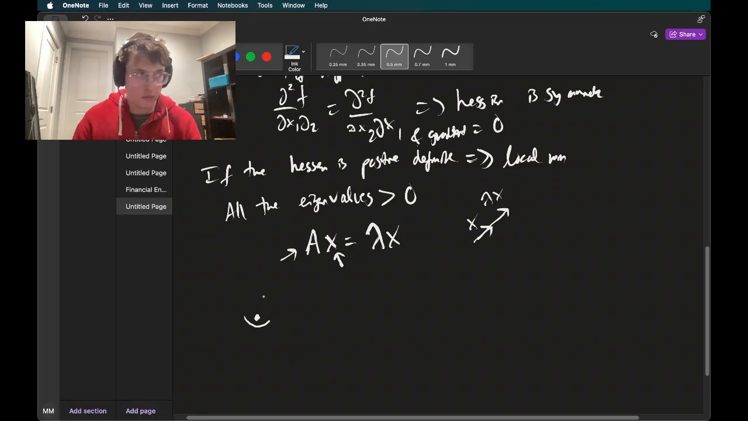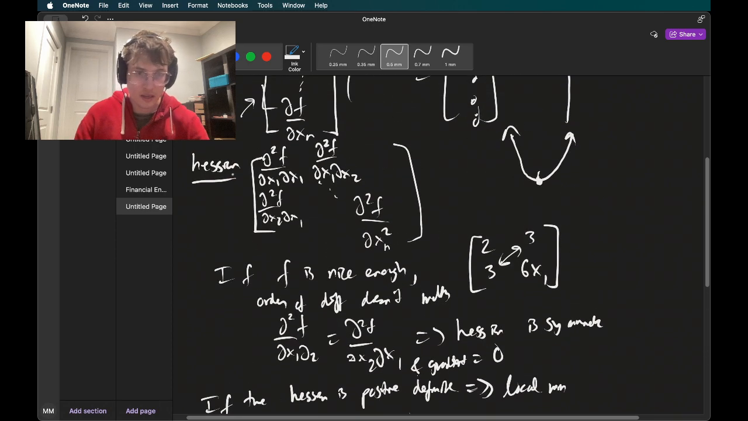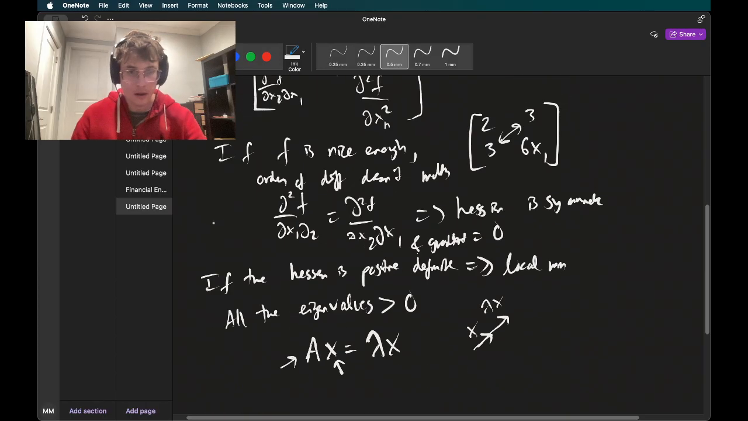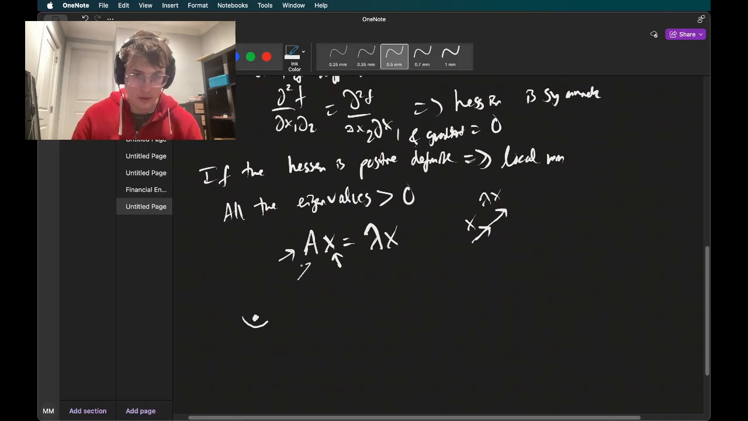A local minimum in general, the intuition would be that it looks like a bowl, right? And that you found the point at the bottom where it's the local minimum. And so if the function is nice enough, you can probably, so again, I forgot to mention that this Hessian is evaluated at a point x. And this is what I use here, this A.